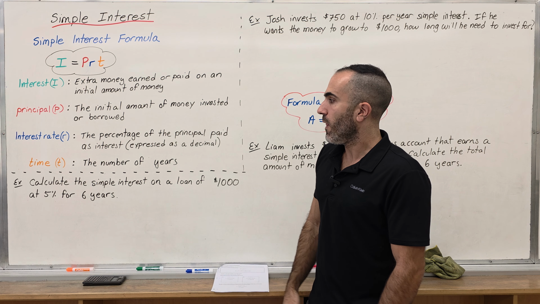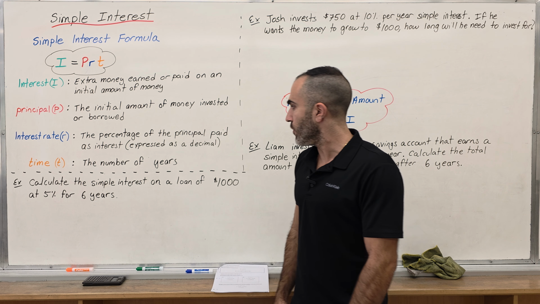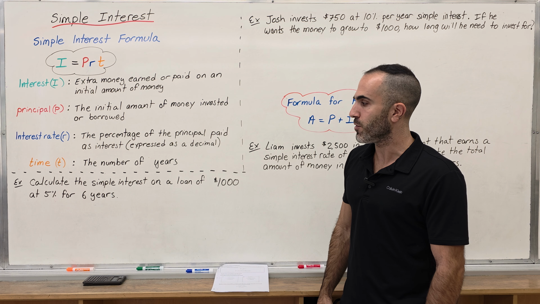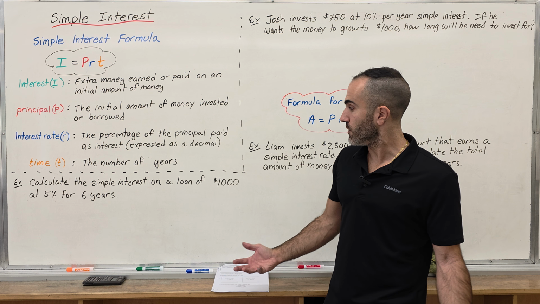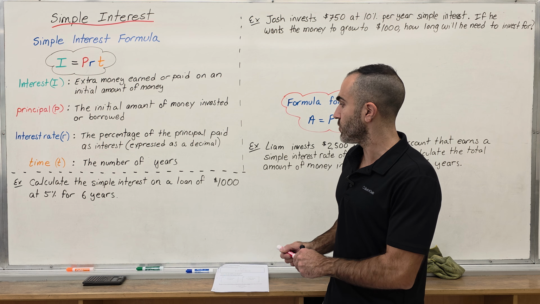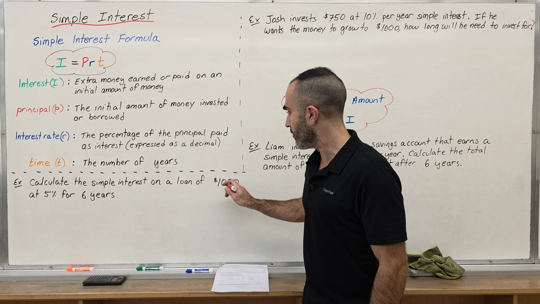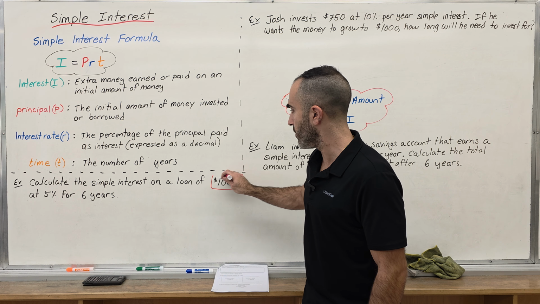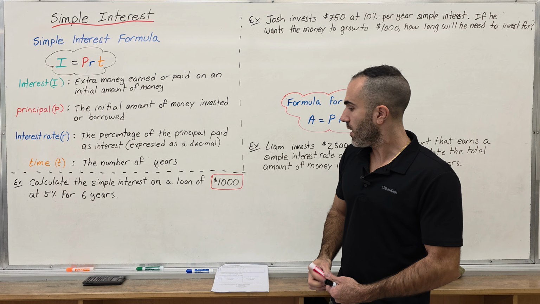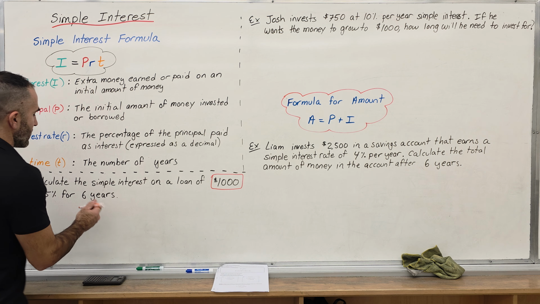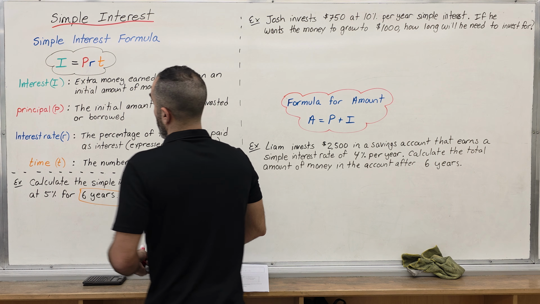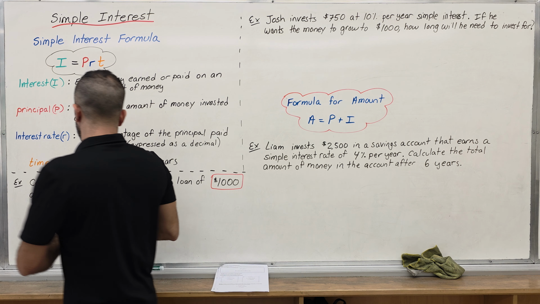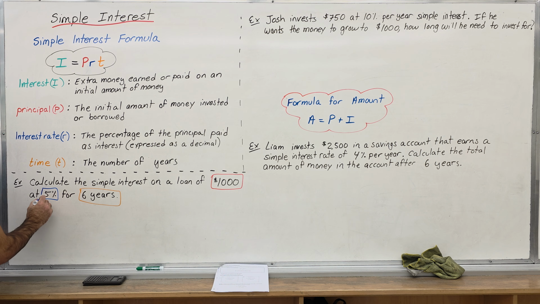So first example, I got to calculate the simple interest on a loan of $1,000 at 5% for 6 years. So I got to figure out what letter everything is. So I know that $1,000 is the initial amount of money. That's the P, the principal. 6 years is the easy one. That's just time. And then the interest rate is 5%. And that's my interest rate.